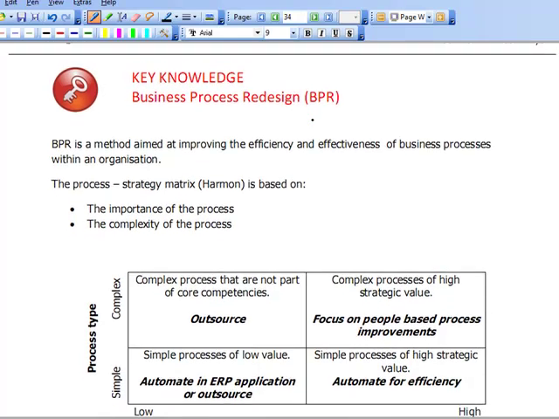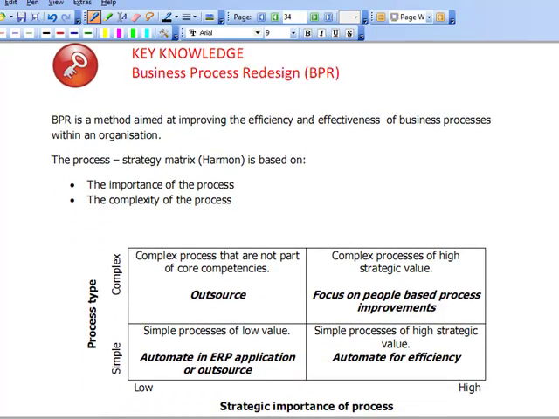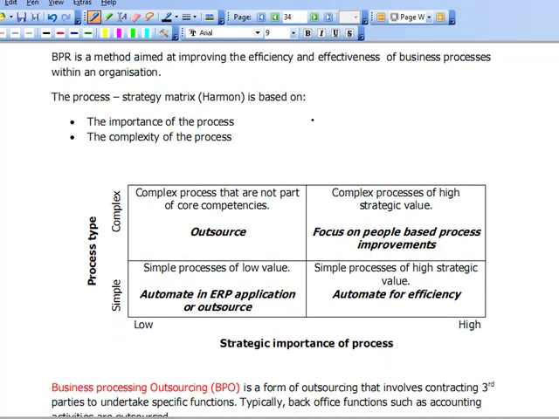yesterday's video talking about business process redesign. Business process redesign and what happens there. We introduced Harman's process strategy matrix, which prepares a matrix depending on the importance of the process, of the item that is happening, versus the complexity. So if it's a low importance and low complexity, let's automate.